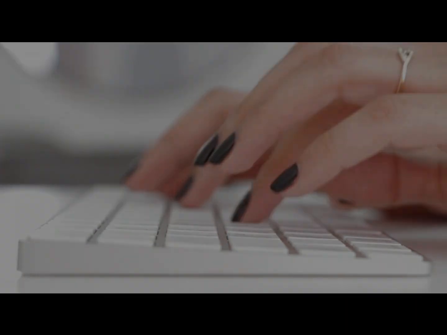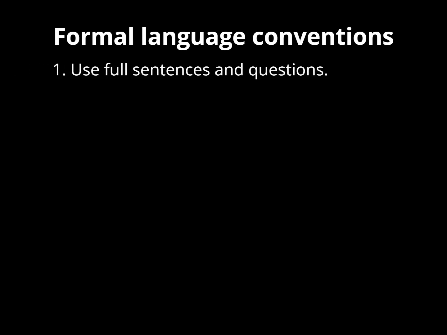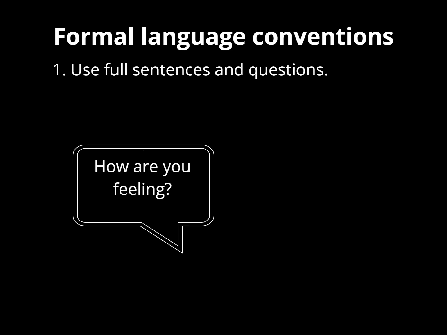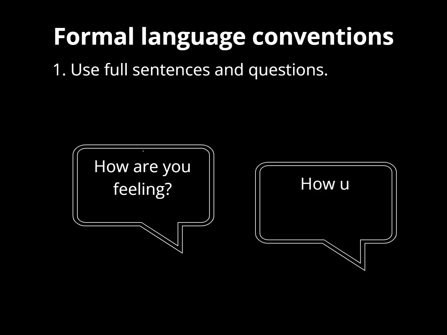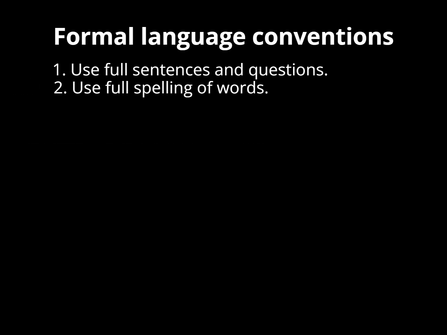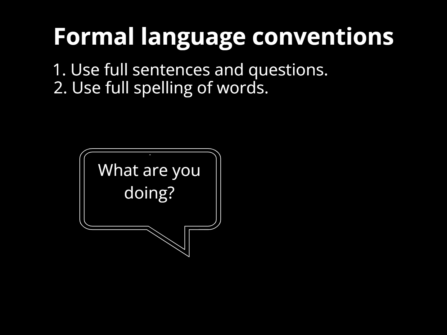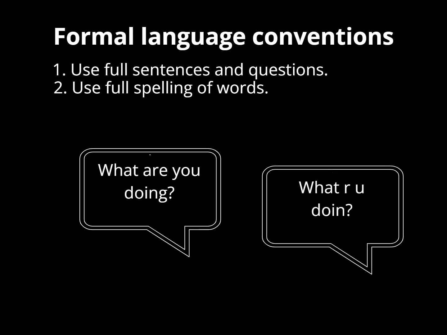So look, what are some formal language conventions? The first one would be you would use full sentences or questions. One example would be, how are you feeling? Technically, that would be a formal language convention, as opposed to what a friend of mine does when she texts, which is, how you? Not even how is you, how are you, not even how you. And then use of the full spelling of words. So if you were to say, what are you doing? You'd spell everything correctly and you wouldn't use, what you doing? What doing?